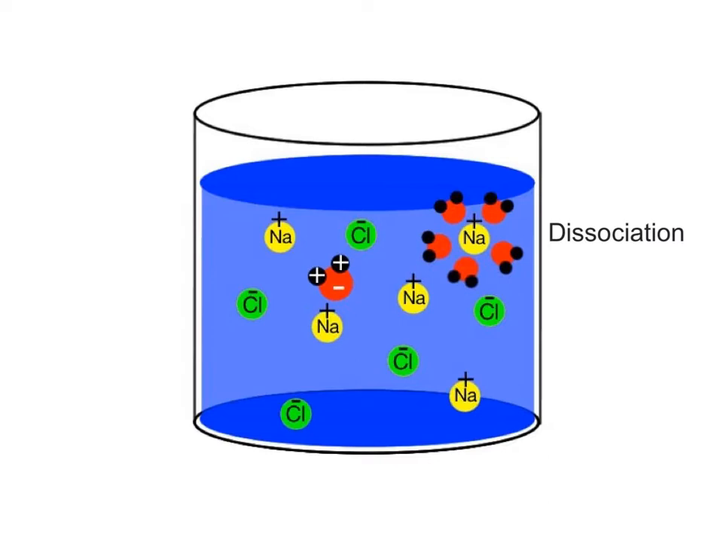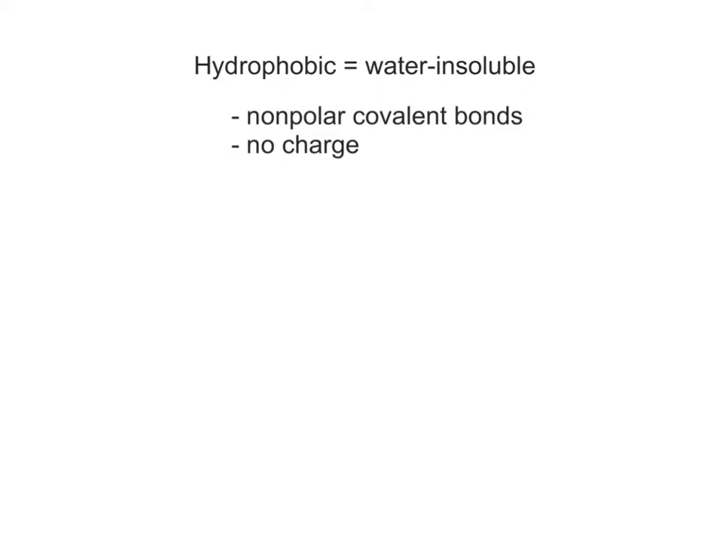Even though water is a powerful solvent, it does have limitations regarding what it can and cannot dissolve. Hydrophobic molecules cannot dissolve in water because they contain mostly nonpolar covalent bonds and are uncharged. These molecules are described as being water insoluble. The term hydrophobic means water fearing, which describes how these molecules are repelled by water. Examples of hydrophobic molecules include lipids, such as the fats and oils.